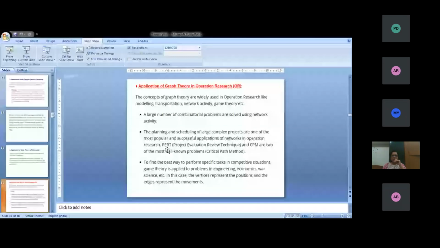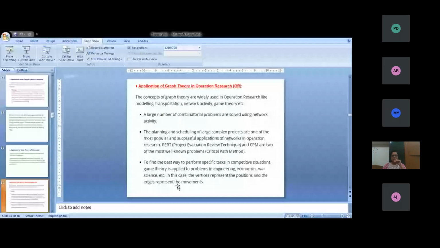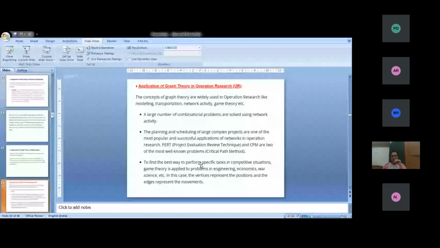This part is project evaluation review technique and CPM, the critical path method. So we have come across these two things. If you have studied operations research, this is used. Graph theory is used here to find the shortest path. To find the best way to perform specific tasks in competitive situations, game theory is applied in problems in engineering, economics, and war science, etc. In this case, vertices represent positions and edges represent movements. So different names for these vertices and edges. Wherever the field goes, the names differ, but the application is very useful.